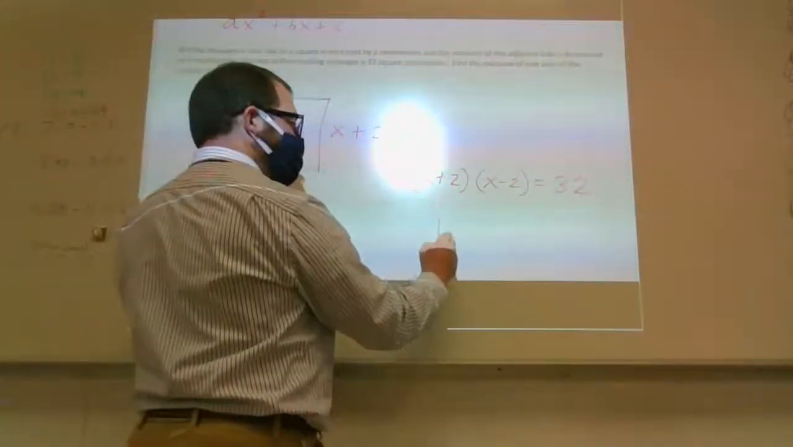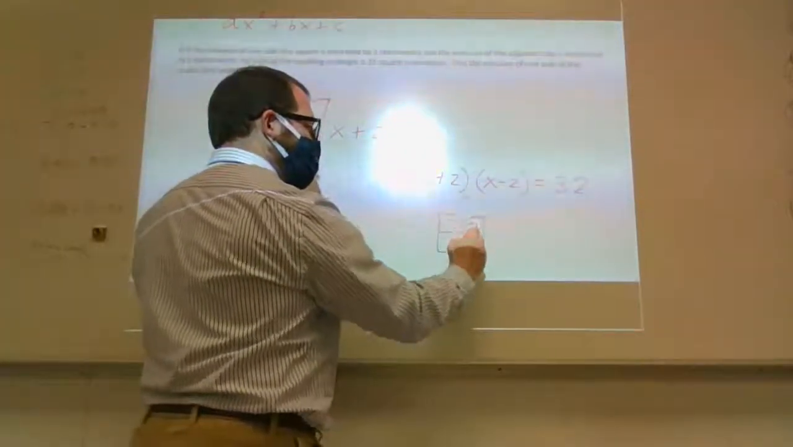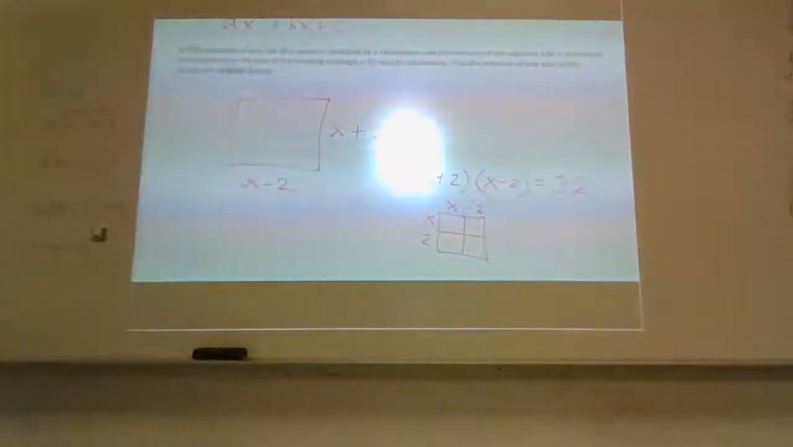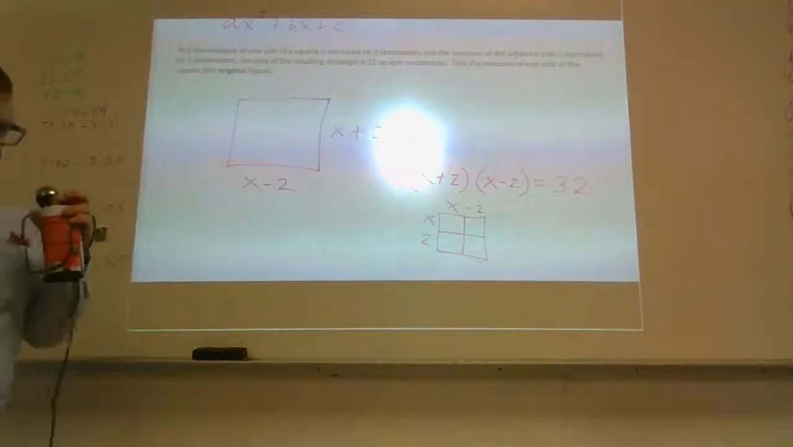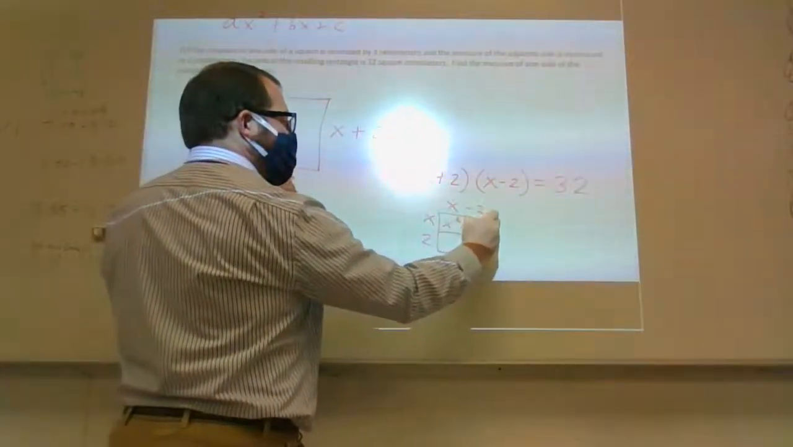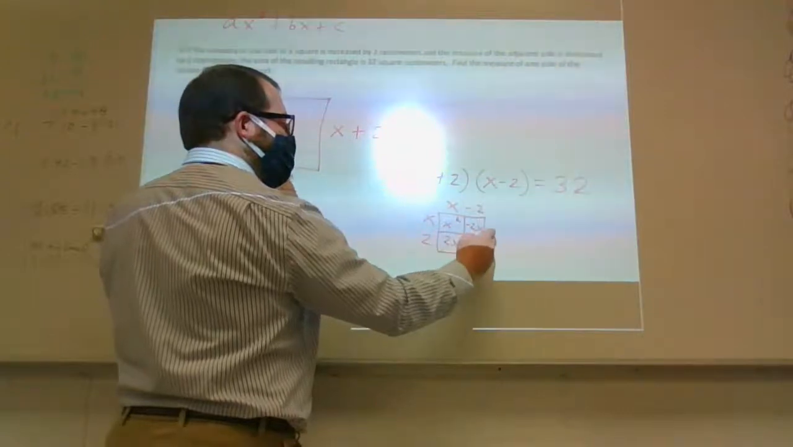I can do this. x minus 2, x plus 2. You can just multiply them like that if you want to. It's perfectly acceptable. I'm going to get an x squared. I'm going to get a -2x. I'm going to get a 2x. And I'm going to get a -4.